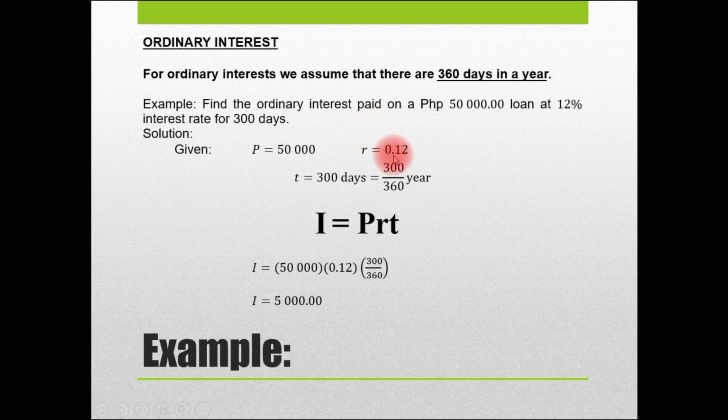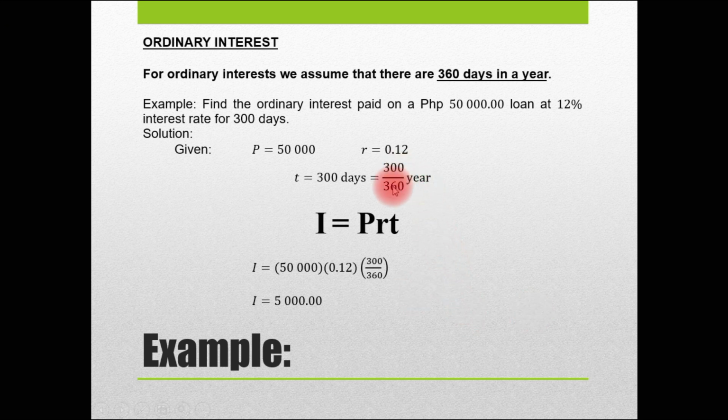So, paano nakuha itong 0.12? Simply divide 12 and 100. 12 divided by 100, we get 0.12. Okay? And for time, ang binigay sa atin dyan ay 300 days. Again, kapag sa interest, in calculating interest, kailangan express siya in years. So, pag days ang binigay sa atin, ganito ang gagawin. This is for ordinary interest. Time is equal to 300 days. And to express that in year, kailangan i-over natin siya sa 360. Bakit 360? Kasi, again, this is ordinary interest. And we will assume that there are 360 days in a year.